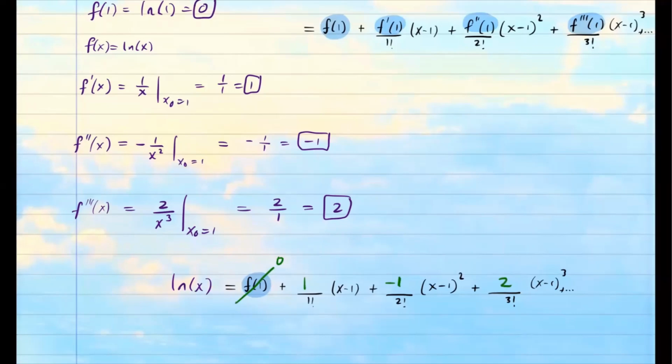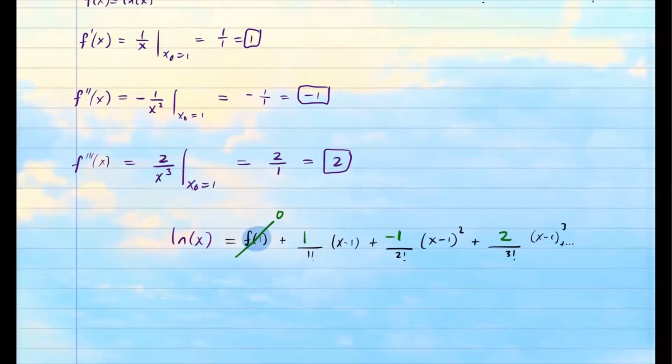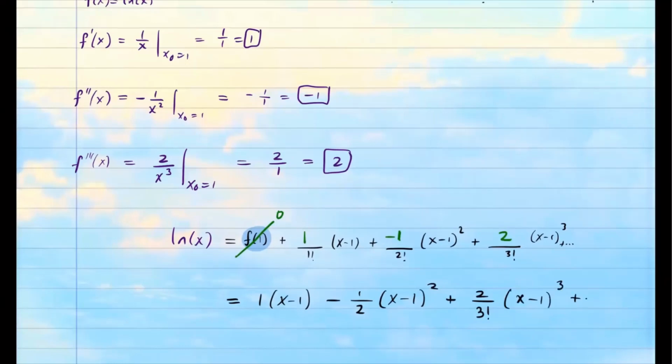Then we can say that ln of x is equal to 1 times (x minus 1), minus 1 over 2 factorial, which is 2, so you can just write (x minus 1) squared. The next non-zero term is 2 over 3 factorial, and I'm going to keep it in factorial form, (x minus 1) to the third power, and so on. We had to write all the way out to the third derivative because f of 1 was 0, so that doesn't count as a term. So this is our answer.